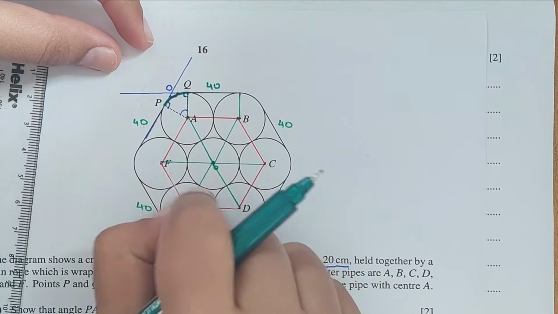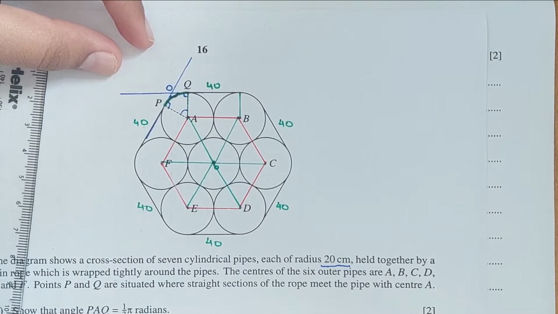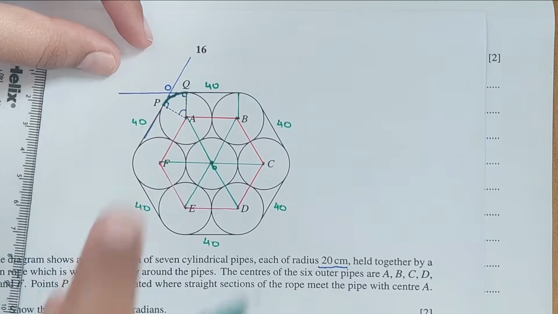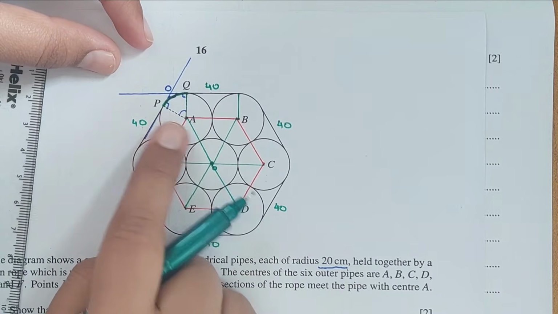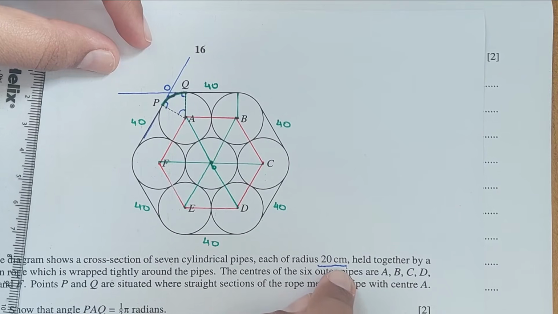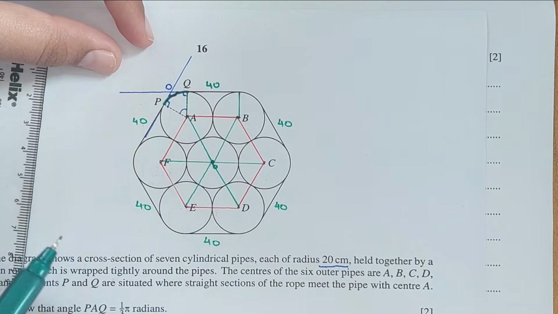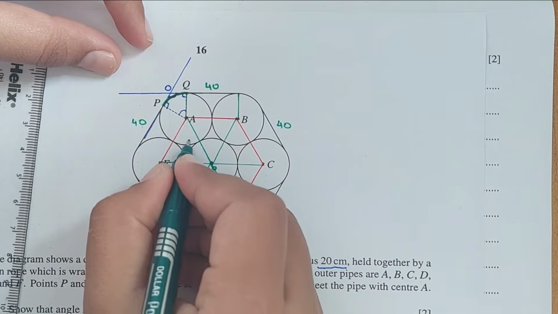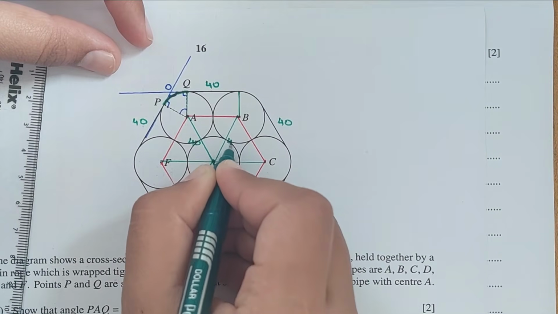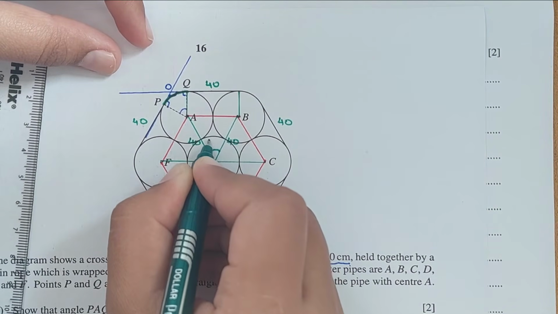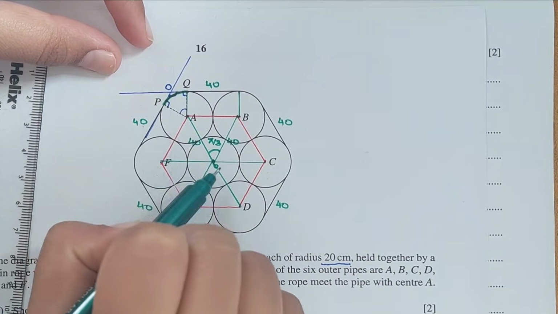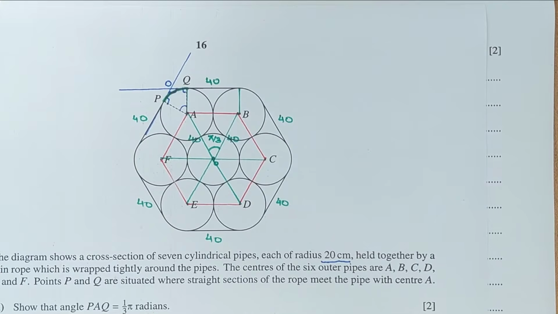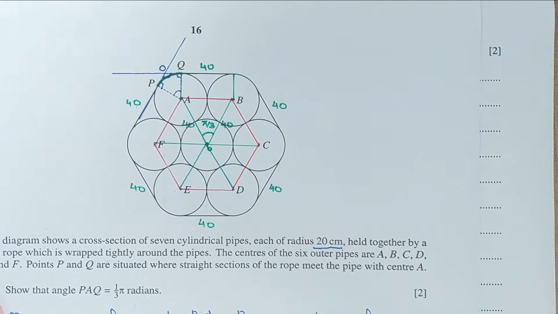We have 1, 2, 3, 4, 5, 6, and times by 6 we will get the area of the hexagon A, B, C, D, E, F. As we know, A to this is 20, and this is the radius of all the cylindrical pipes, all the circles are 20. So 20 plus 20, this side is 40, this side is 40, and the interior angle is pi by 3. It's a regular hexagon, so this angle is pi by 3, and this is also pi by 3, right? So let me find the area of the triangle AOB.